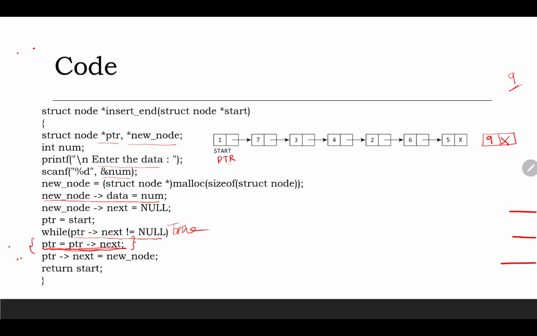So first you will see this is the ptr node, and we are checking it is not equal to null. Yes, it is not equal to null, so this condition is true. So what we have to do, we have to change the pointer. So now the pointer is here.